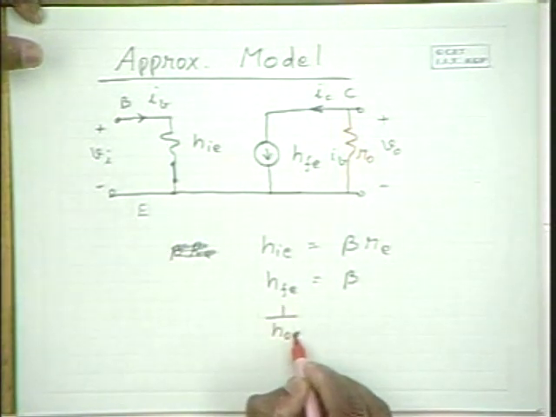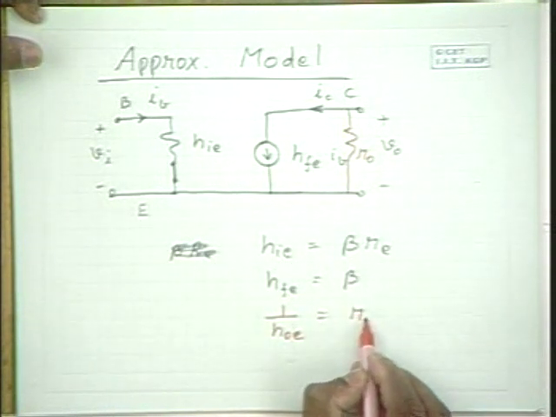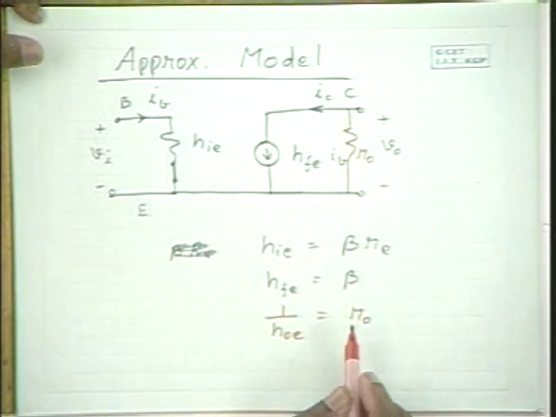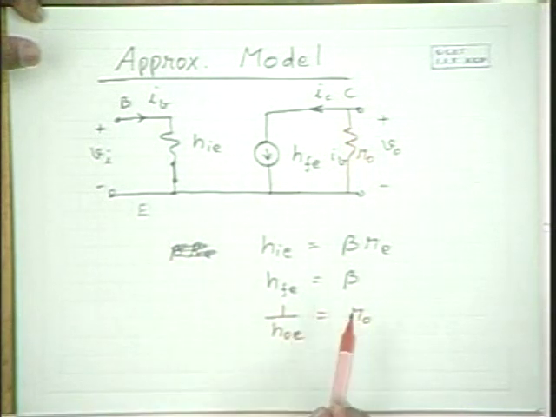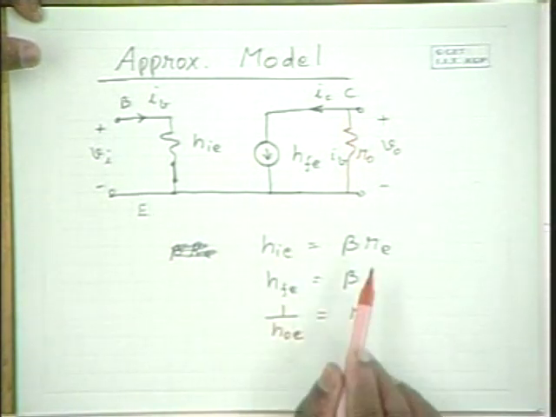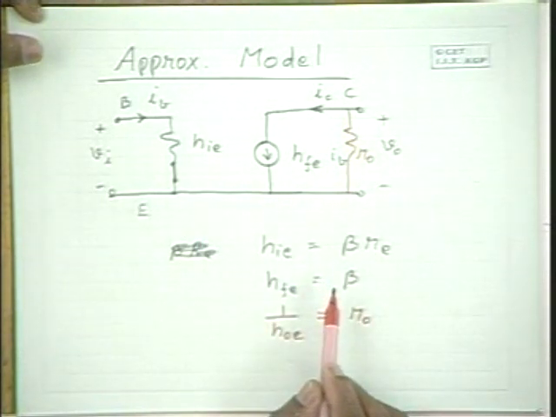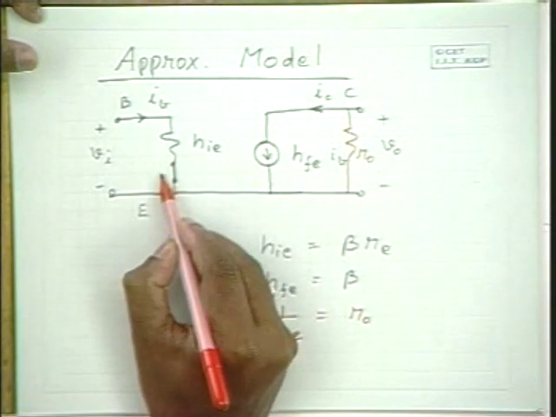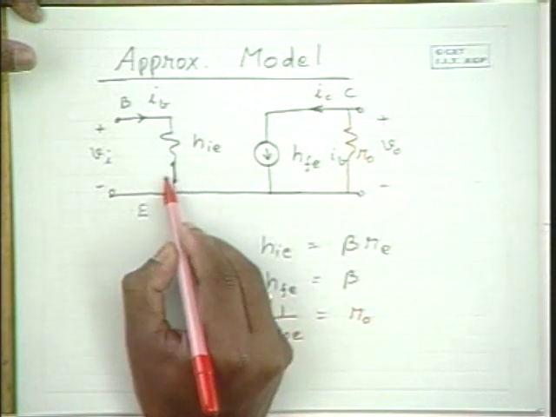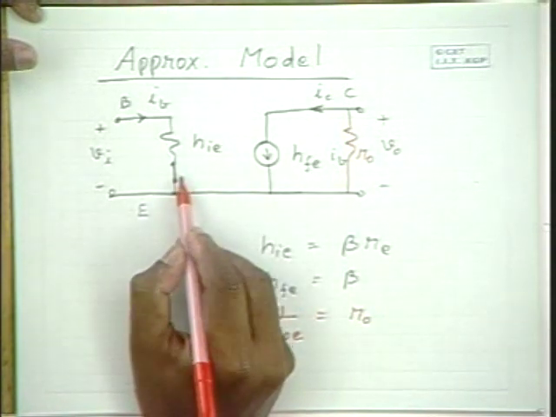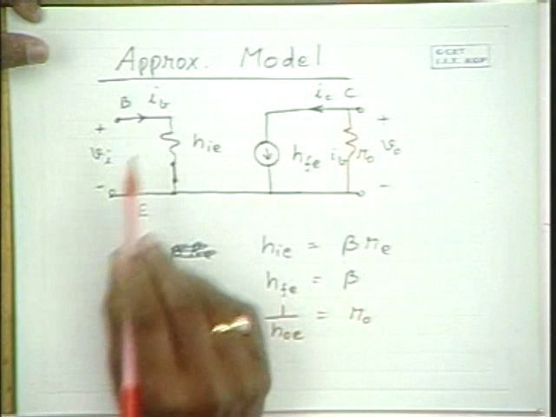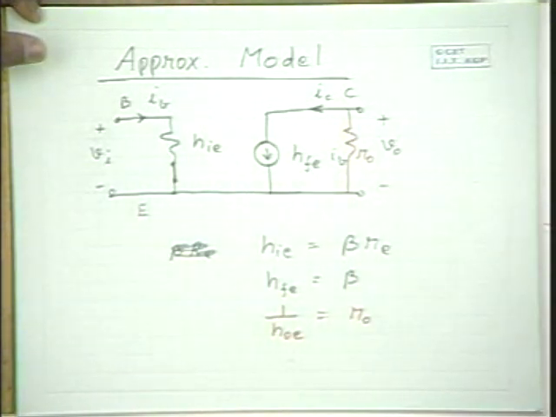1 by HOE is equal to R0, that is 40K. So this model is the same as the RE model, with these replaced by these quantities. And please note that the accurate H parameter model includes this reverse voltage ratio also, therefore it is more accurate than the RE model.